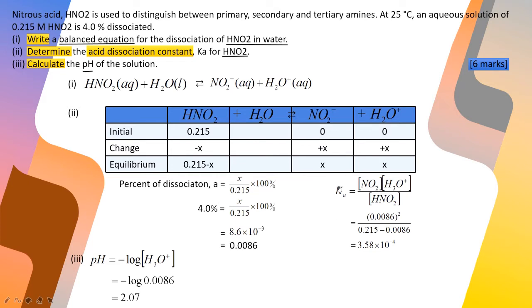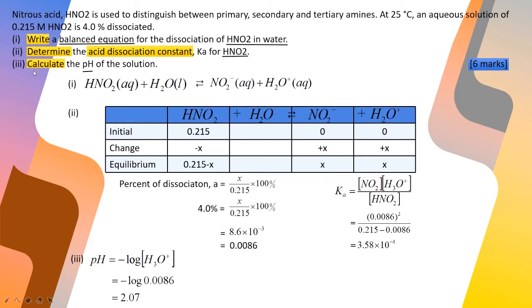Then you will find the Ka using the formula: NO2 minus times H3O plus, divided by HNO2. NO2 minus times H3O plus will be 0.0086 to the power of 2, and HNO2 will be 0.215 minus 0.0086. The value we get here is the equilibrium of HNO2, and the value of x is 0.0086. When you calculate, you will get 3.58 times 10 to the power of negative 4.